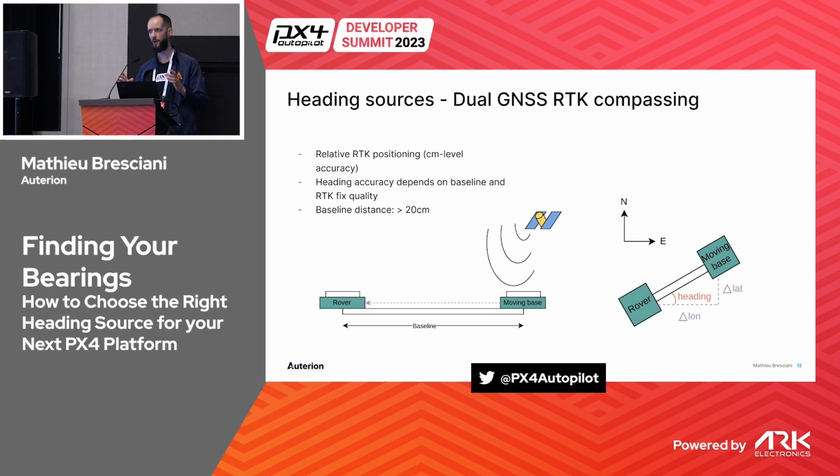And by doing that, we don't have an absolute position that is more accurate than the normal GNSS sensor. However, we have a super accurate differential position. And by knowing the difference in latitude and longitude of both of the sensors, you can figure out the heading of the drone. That's highly dependent on the baseline, which is the distance between the two antennas.